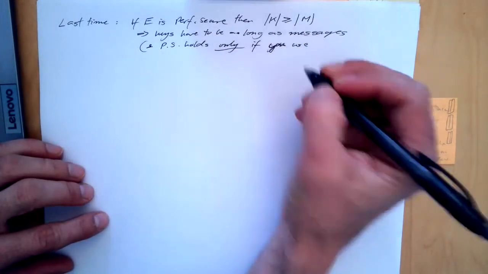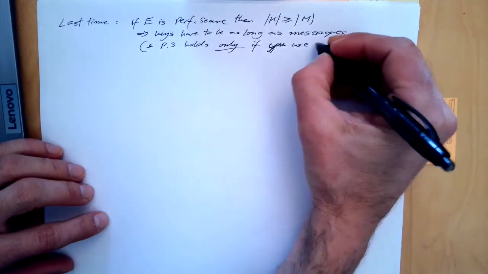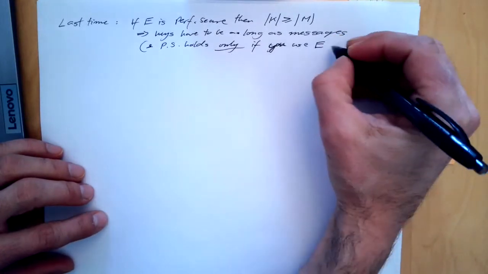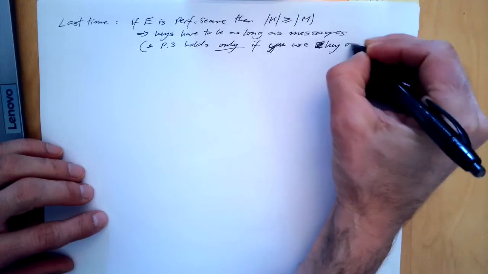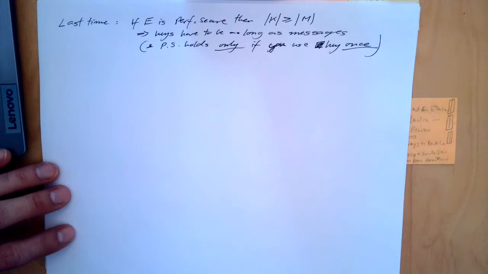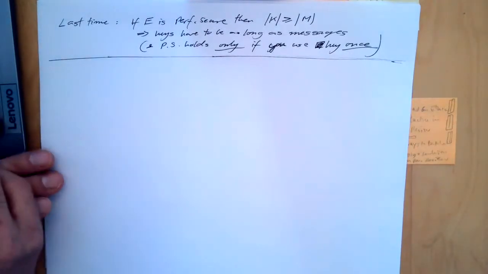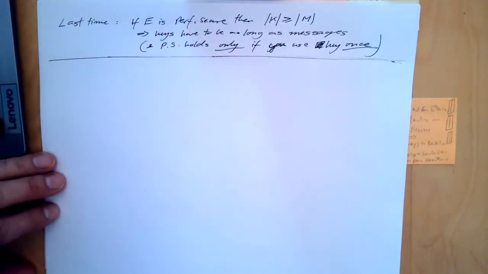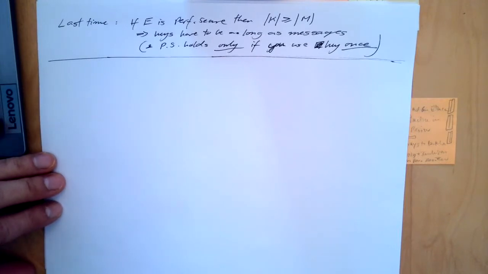Okay. So it holds only if you use the encryption key once, right? So this is pretty bad. What do we do, right? Because I want to be able to encrypt several megabytes of traffic. I need a several-megabyte-long key, etc. So this is not good.